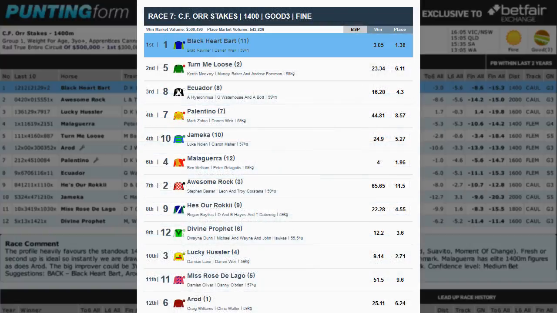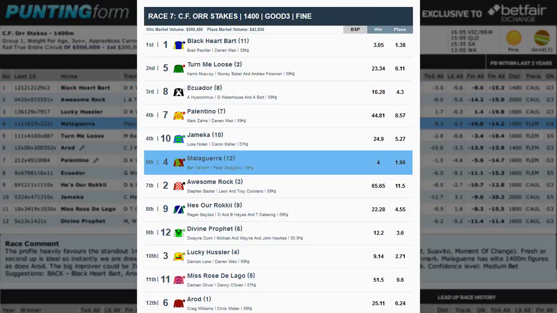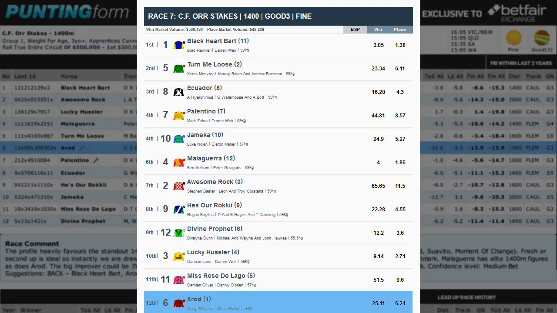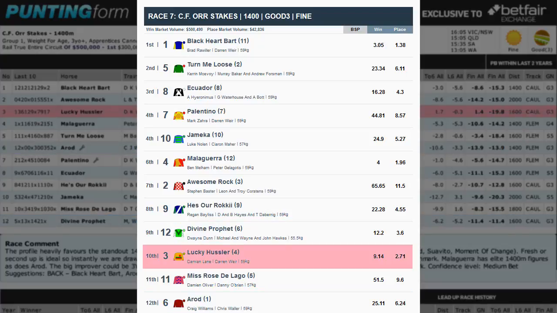In this race, Blackheart Bart went on to win. Malaguera was the heavily backed second favourite. Divine Prophet and A-Rod spec'd in betting. Their suggested lay, Lucky Hustler, eased from 7 to 9.50 on the exchange.